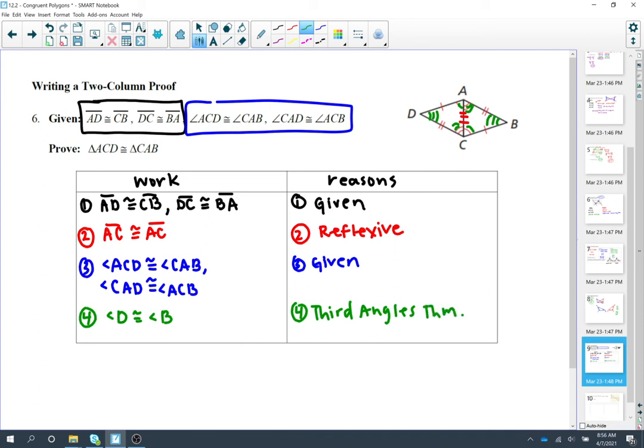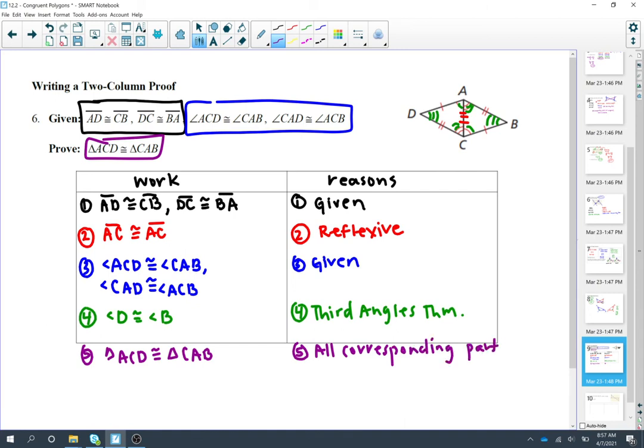So now I've shown that all the sides are congruent. I've shown that all the angles are congruent. So step 5, we can now conclude that triangle ACD is congruent to triangle CAB, and the reason is that all corresponding parts are congruent.